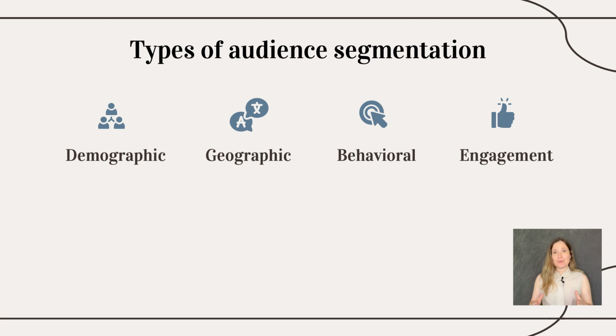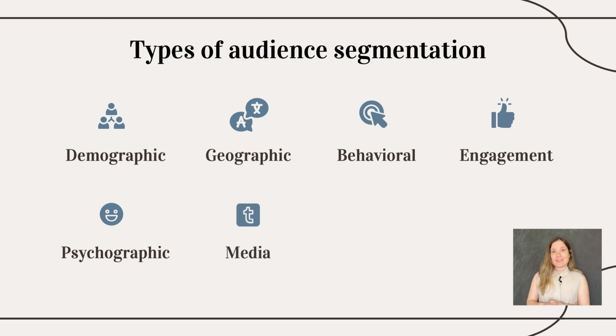For example, users who have visited your website 3 times in a week, or users who accumulate a particular lead score. Psychographic segmentation, dividing based on personality traits or interests. Media preference segmentation, so what channels the user is on and what publishers, i.e. newspapers, TV networks that they engage with.